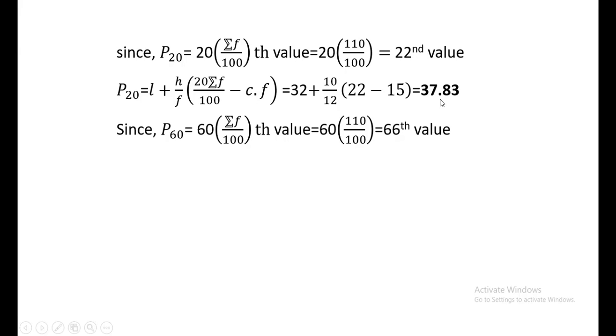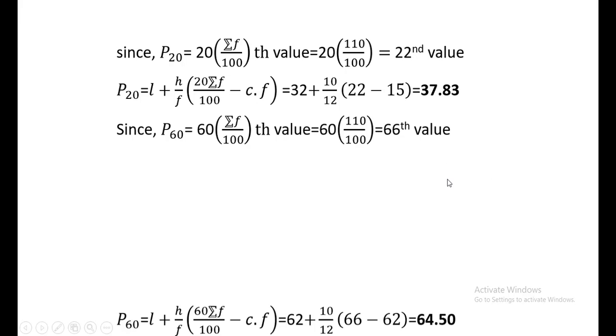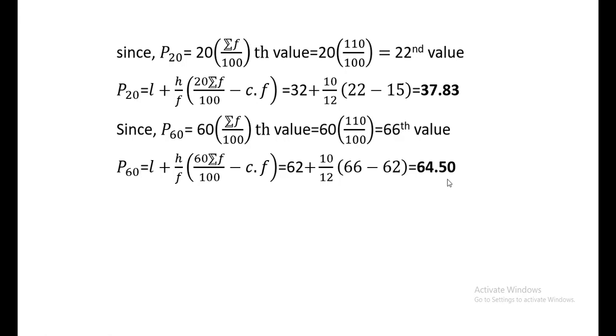37.83. Now for P60, we first find the class. 60 times summation f by 100 gives us the 66th value, and corresponding to the 66th value we take all the values: the lower boundary of the 66th value class was 62 plus 10, because the height is the same, we are dealing with equal classes. Frequency is 12, 66 minus 62. Alright, so 64.50 is the final answer.